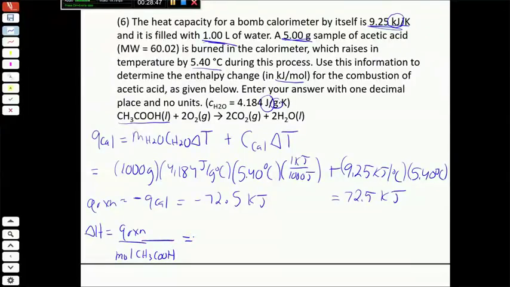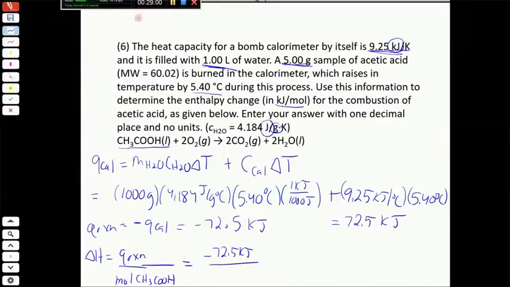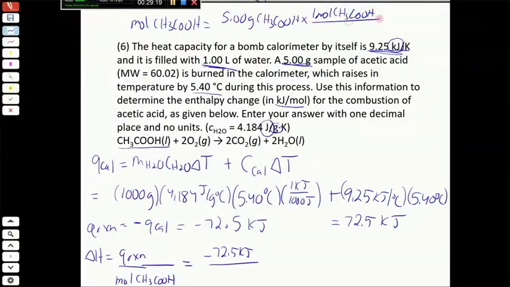And so what we have then is the heat of the reaction we just found is minus 72.5. And we have to divide that by moles of acetic acid. So the moles of acetic acid we're not given directly, but we know we have 5 grams. So the moles that we're burning of acetic acid, I'll do that up here so I don't run out of room down there. We have 5 grams. And then we just use the molar mass, which was nice enough to give you here. So that's that number there, 60.02 grams per mole.